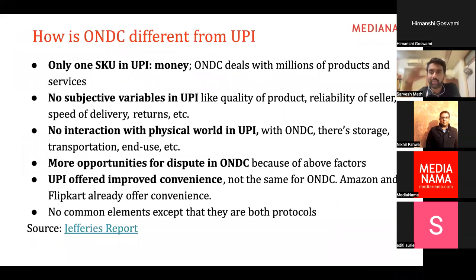With ONDC, you're dealing with millions of products, different kinds of services, and all these products and services have subjective variables. You have to think about the quality of the product, the reliability of the seller, the speed of delivery, how returns and refunds are processed.